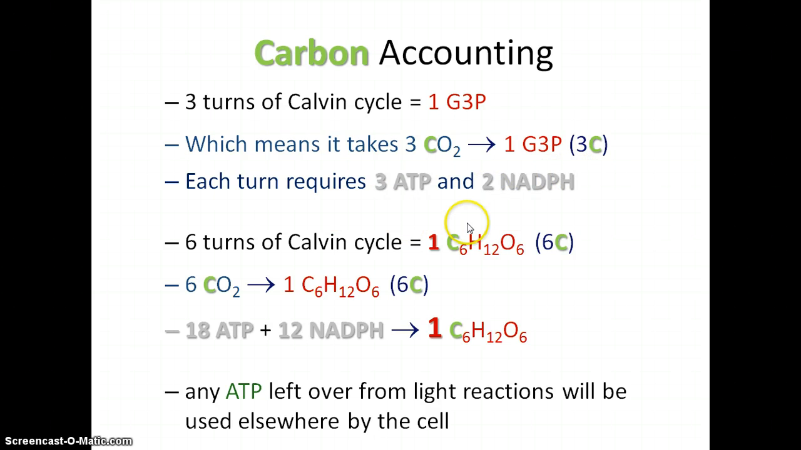Now, if we want to actually make a molecule of glucose, we're going to need 2 3-carbon molecules. So in order to end up with a 6-carbon molecule here, we're going to need 2 3-carbon molecules. So that means if we needed 3 turns of the Calvin cycle to make 1 G3P, we're going to need 6 turns of the Calvin cycle in order to get 2 G3Ps, which can then make C6H12O6.